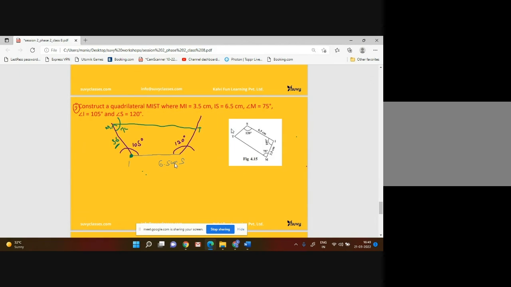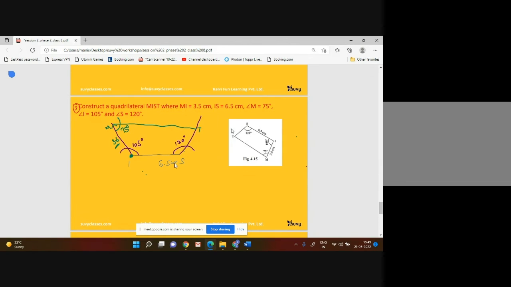Then make an angle 75 degree at M. Okay, I'll make 75 degree shortly. And just cut the line that is 120 degree at any point where it's getting cut. Yes, ma'am. It is getting cut here. So you will get a quadrilateral MIST.